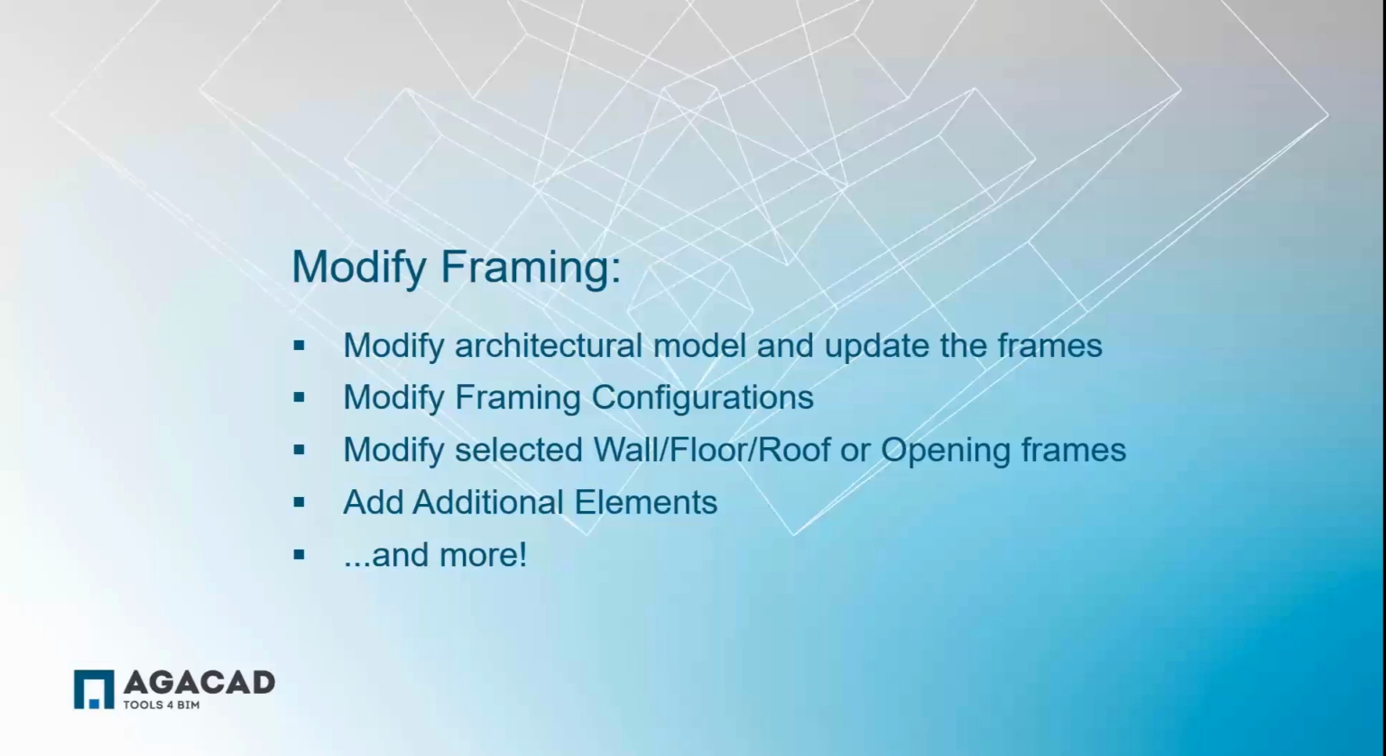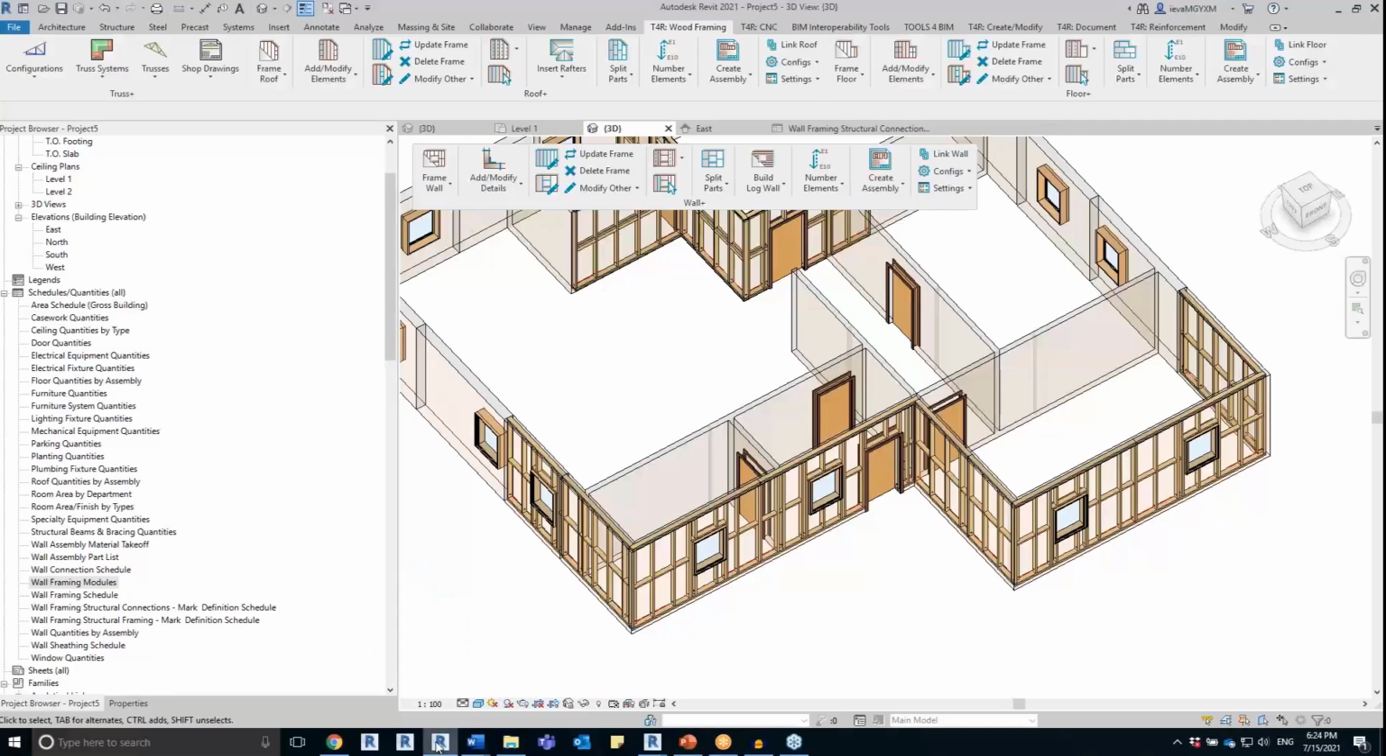So we can modify them in a lot of different ways depending on the situation and depending on what we need. So we can modify the architectural model and then update the frames. We can modify the configurations as you just saw me doing. We can also modify only the selected wall or selected opening frame, and we can add additional elements to our frames. So let's take a look at that.